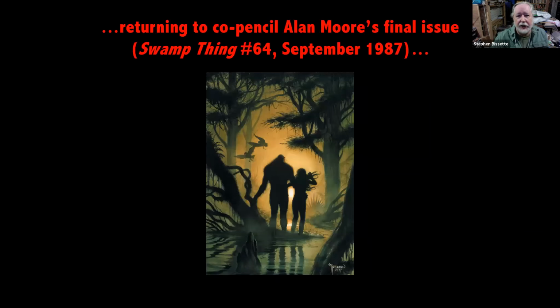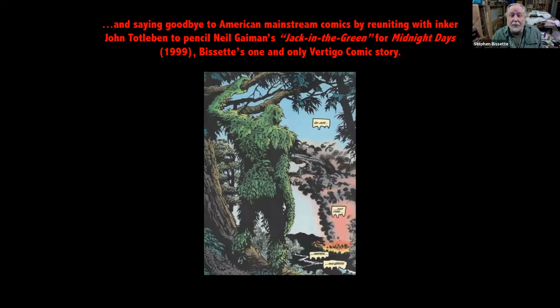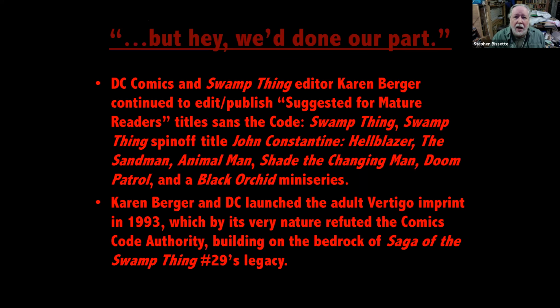And I returned to the series to co-pencil what turned out to be Alan Moore's final issue, Swamp Thing number 64, cover painting by John Totleben. And I finally said goodbye, not only to Swamp Thing, but to the entire American mainstream comics industry when John Totleben and I reunited at the request of our friend Neil Gaiman to do the 10-page story, Jack and the Green. And this turned out to be my one and only Vertigo comic story. But we did our part.